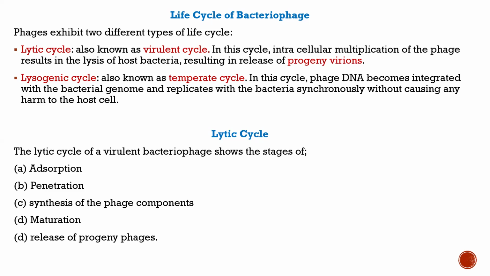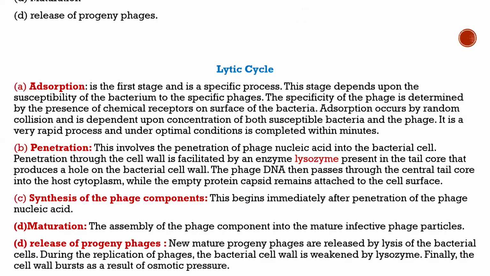Do you understand? Number one, they adsorb, that's attachment. Number two, they penetrate. Number three, they synthesize the phage components. When these phage components are synthesized, they mature. And then they release the progeny phages that cause the cell lysis.